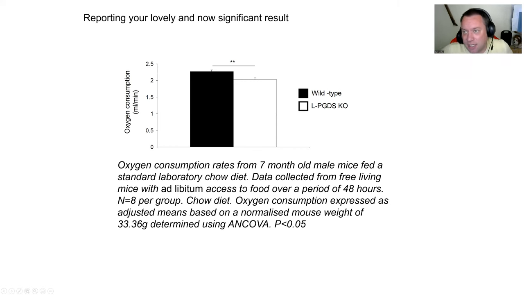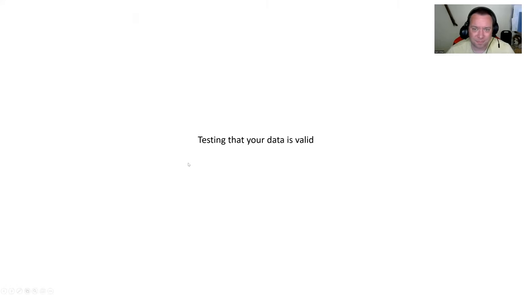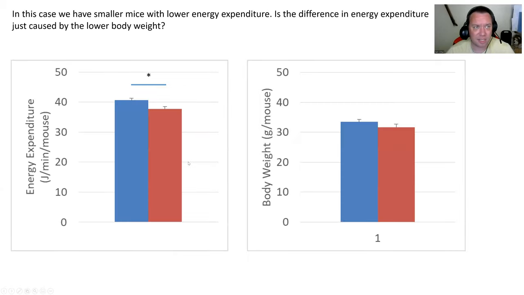This is a bit PhD thesis-y. I mean, you would simply put in metabolic rate in your figure legend nowadays, and then you put in the methods that you've done it using ANCOVA. Okay, so in the practical session, we're going to go through testing your data is valid and how to analyze your data, essentially. Okay, so testing the data is valid.